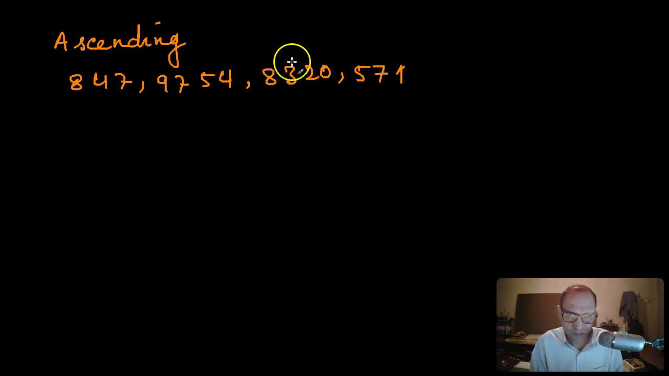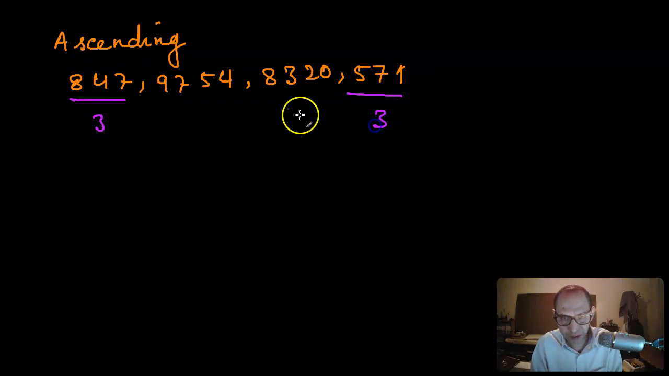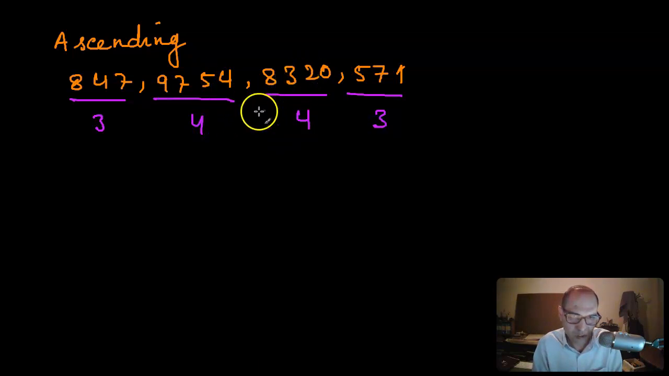First of all, you can see that over here you have three digits, over here three digits, and over here you have four digits, and over here four digits. Which means each and every one of these two numbers is supposed to be larger than either of these numbers, because, as we discussed before, the higher the number of digits in a number, the higher the value of that number.